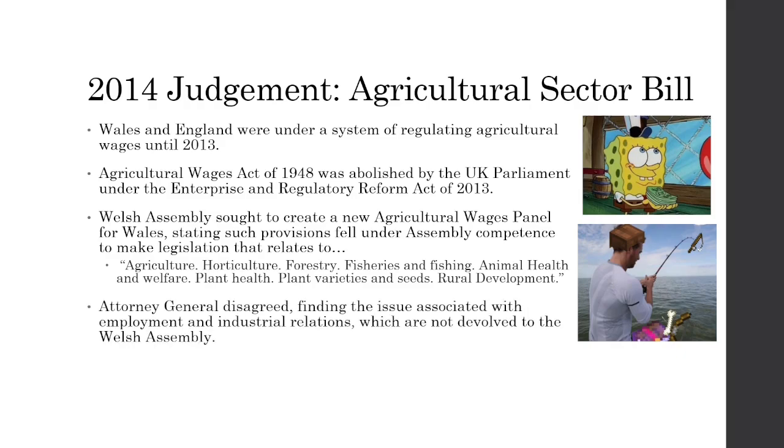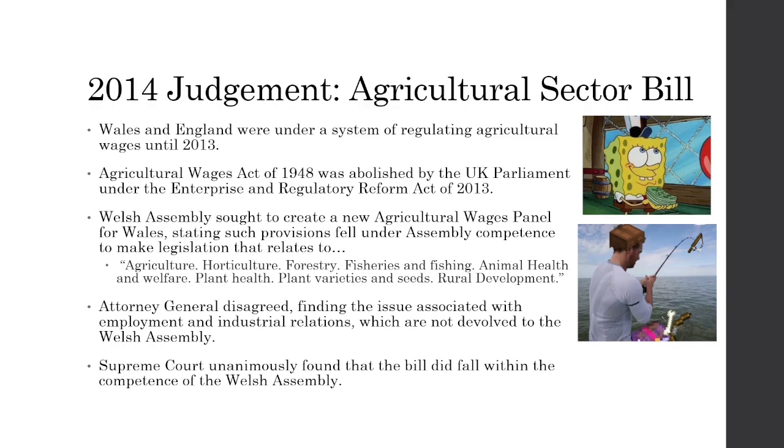Now, the Attorney General of the UK disagreed and found that the issue didn't really revolve around agriculture, but employment and industrial relations themselves. So these powers should not be devolved to the Welsh Assembly, and they don't have the competency to make such decisions. However, the Supreme Court looked at the case and unanimously found, which means they all agreed, that the bill did fall within the competency of the Welsh Assembly, aka they had the power to make this wages panel.